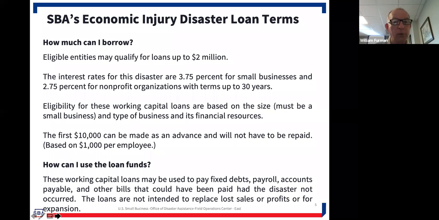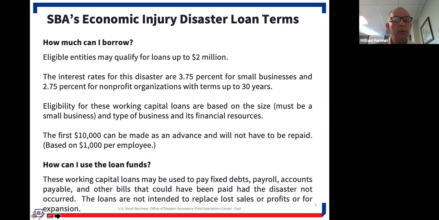Now, the interest rates are 3.75% for small businesses, 2.75% for nonprofits, and the terms are for up to 30 years. So a 30-year loan makes the loan payments very affordable, and gives you the opportunity to improve your cash flow. Now, the other thing I need to mention while we're on terms is that this particular loan will be deferred for 12 months. So when you receive that working capital, you will not have to make any loan payments to SBA for this loan for 12 months. So this time next year, your first payment would be coming due.